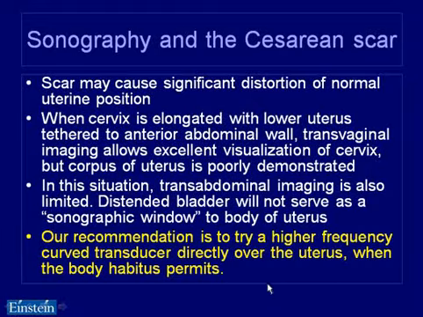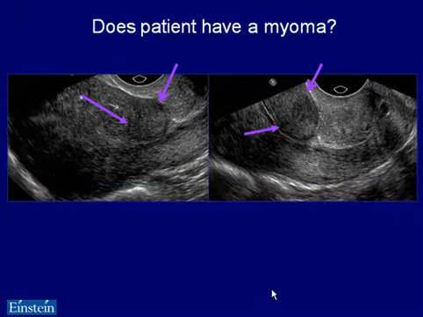So our recommendation is, if the patient body habitus permits, to actually try a higher frequency curved transabdominal transducer directly over the uterus without using the bladder as a window, and you may actually be able to image the uterus. Every now and then, sonography will fail in some of these patients, and other imaging will be needed.